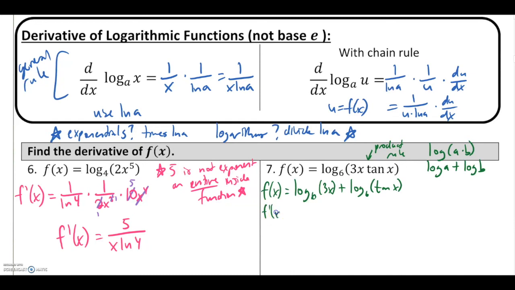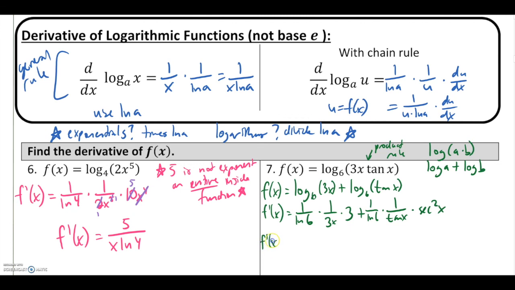And differentiating that now, we'll get a 1 over natural log of 6 from that different base times 1 over the inside function on the first one, which is 3x, times derivative of the inside function, 3. Plus, let's repeat the process on our second function. 1 over, again, natural log of 6, times 1 over our inside function, tangent of x, times derivative of the inside function, secant squared x.